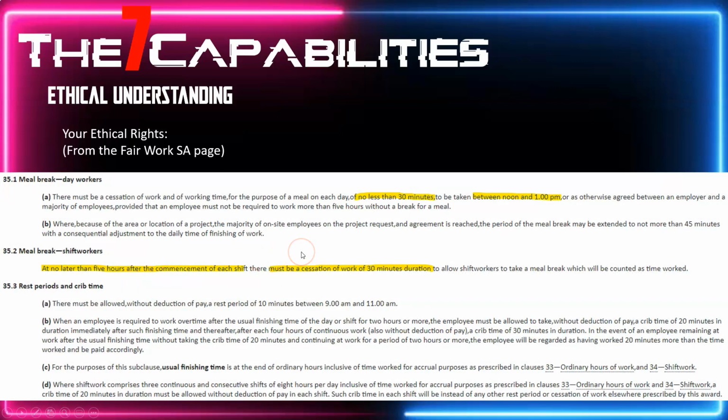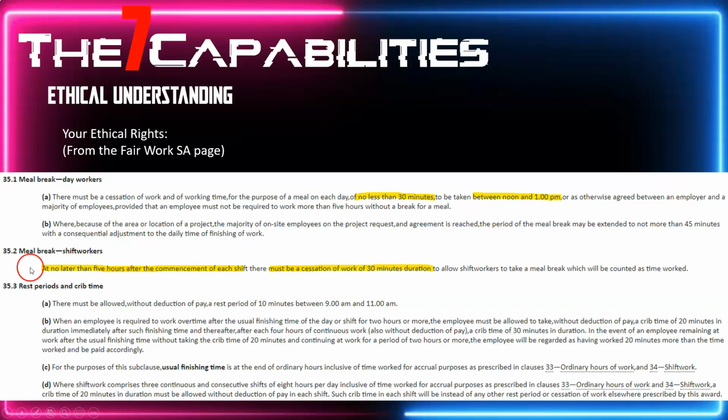A few other things, such as breaks. So in this case, it says that you must have a cessation of work or a meal break of no less than 30 minutes between noon and 1 p.m. So that's working full-time again in this case for a day worker, but you must be given a break no less than 30 minutes between 12 o'clock and 1 p.m. That is the award. So if you miss that lunch period or they don't give you that lunch period, you are entitled to claim it. You can say, hey, no, I'm going on my break. It's 12:30 or it's 1 o'clock. I need to take this break now. And legally, you are covered by that. They can't deny you that right.